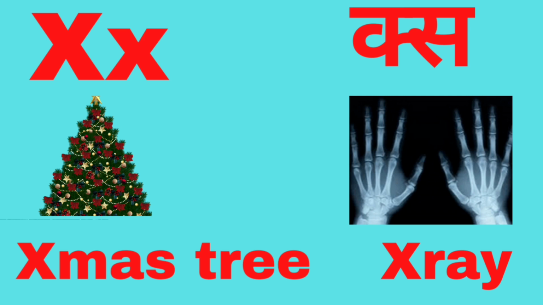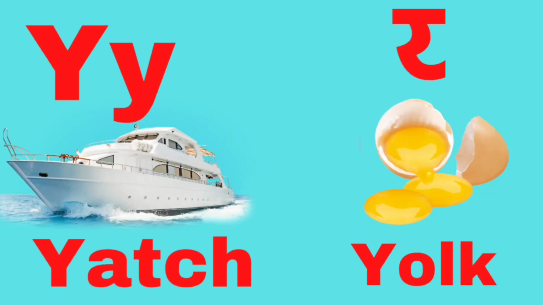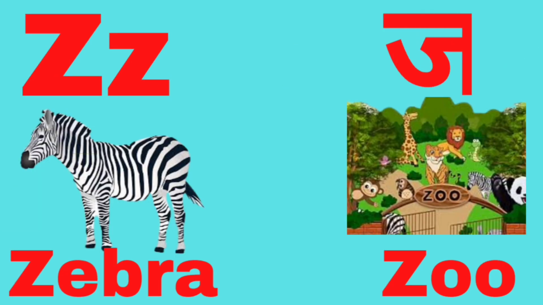X for Xmas tree, X for X. Y for yacht, Y for yolk, y. Z for zebra, Z for zip, z.